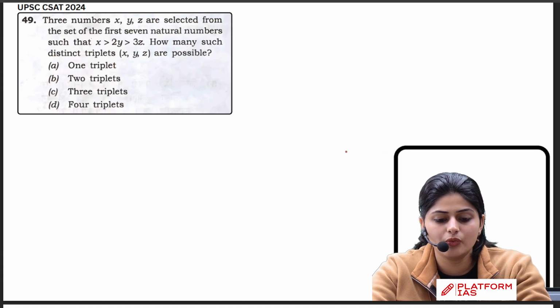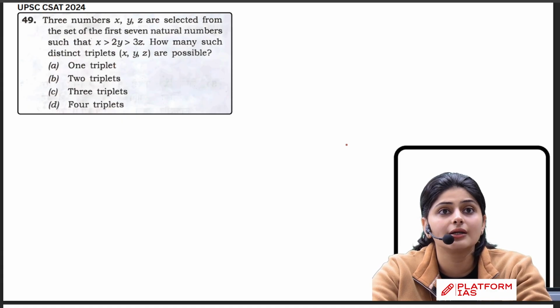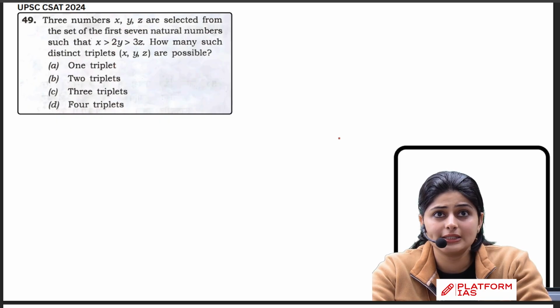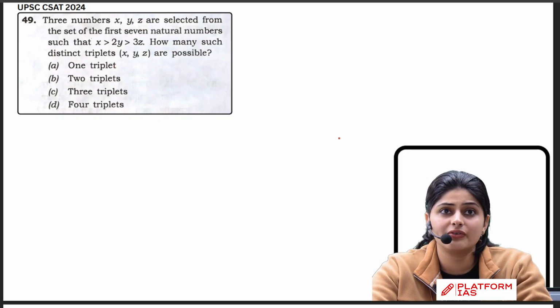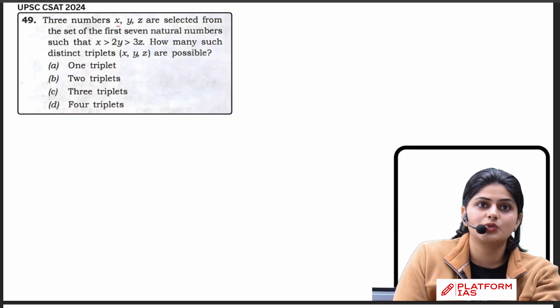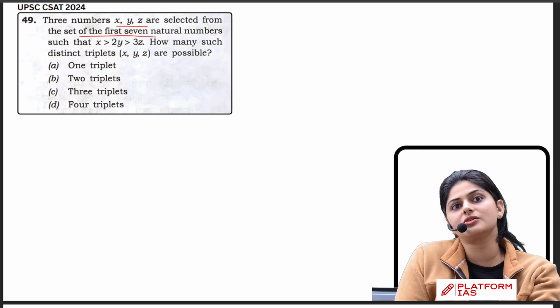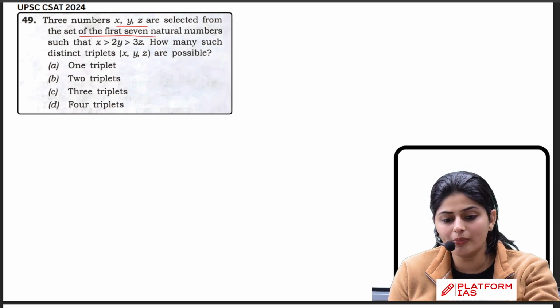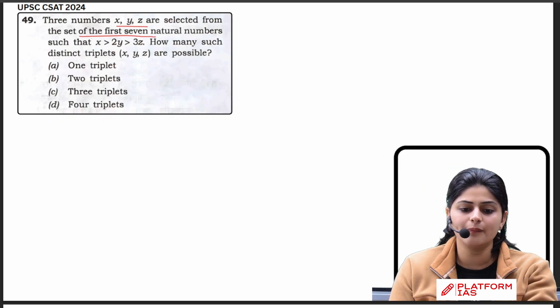Okay, now moving to the next one. Let's read the question first. 3 numbers x, y, z are selected from the set of first 7 natural numbers such that this condition is satisfied. How many such possible distinct triplets are possible?